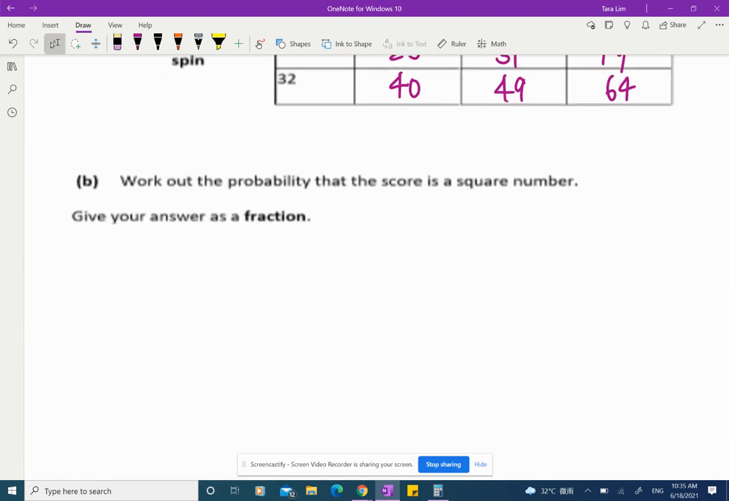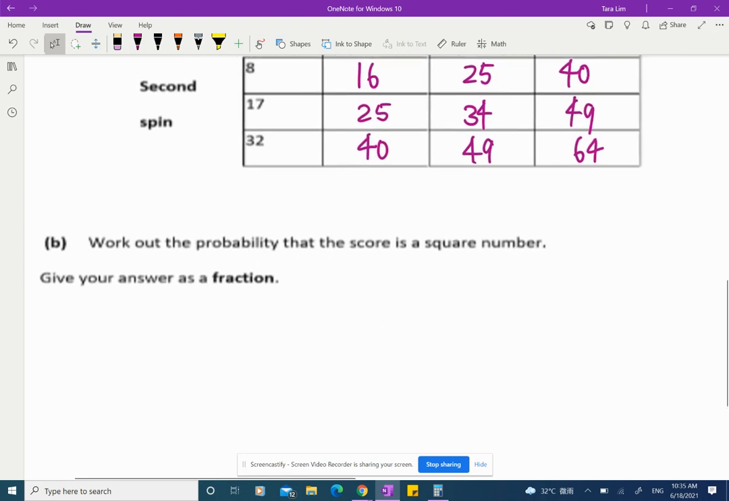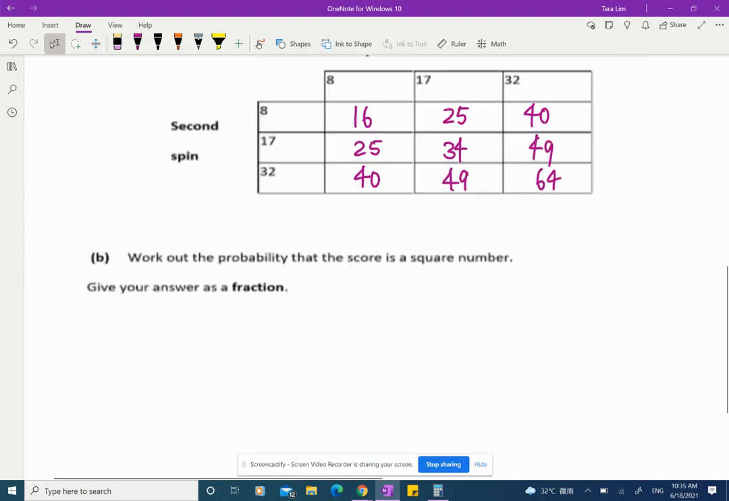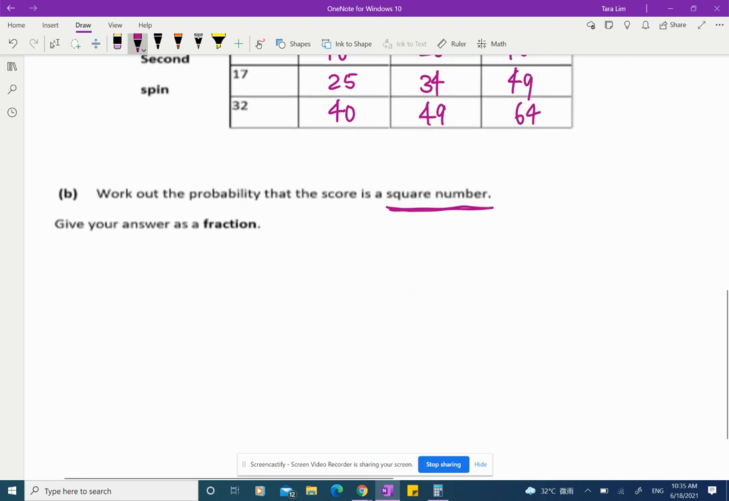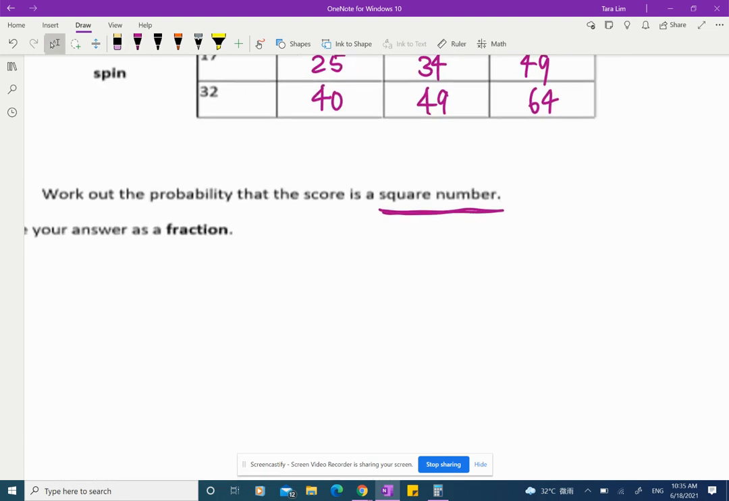And now we're trying to work out the probability that the score is a square number. Give your answer as a fraction. So first of all, we must know what a square number is. So a square number is a number that is the answer of something that multiplies by itself. So let me just do some examples. For example, 8 times 8 is 64. 64 is a square number.